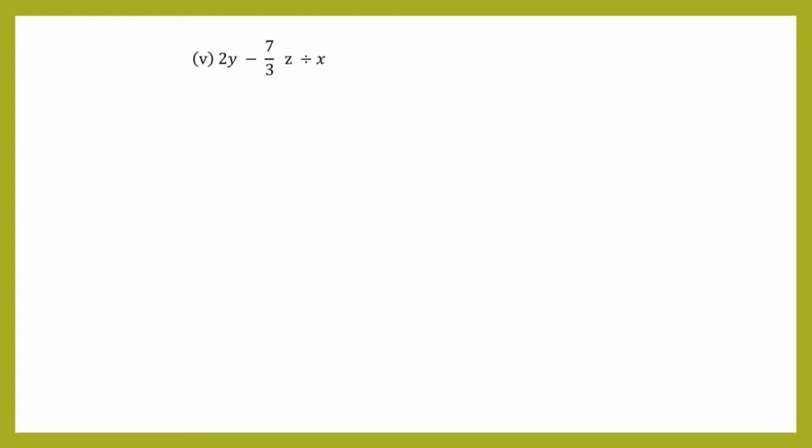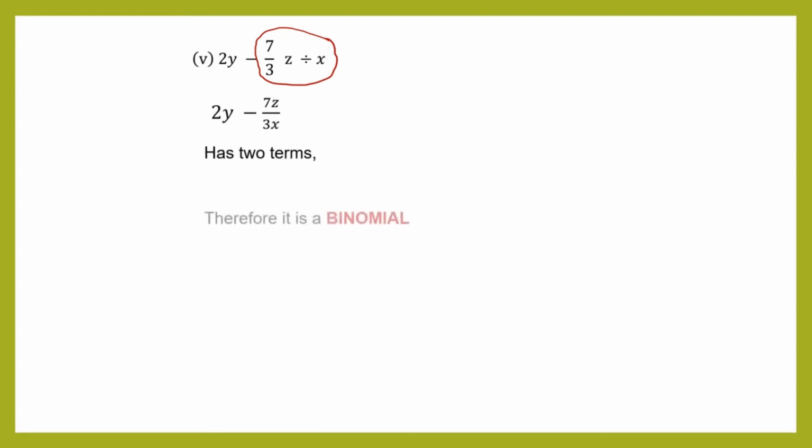Question 5. We have one term, 2y minus 7 by 3z divided by x. That means if I have a division sign or a multiplication sign, I can combine it to make it one term. So 2y minus the second part. So this is how I get it. Therefore, there are only 2 terms and it is a binomial. So you don't have 3 terms there. There are only 2 terms and it is a binomial.